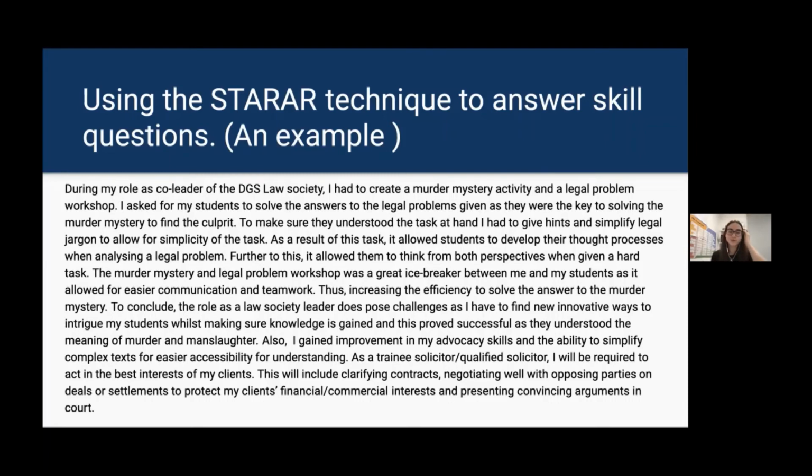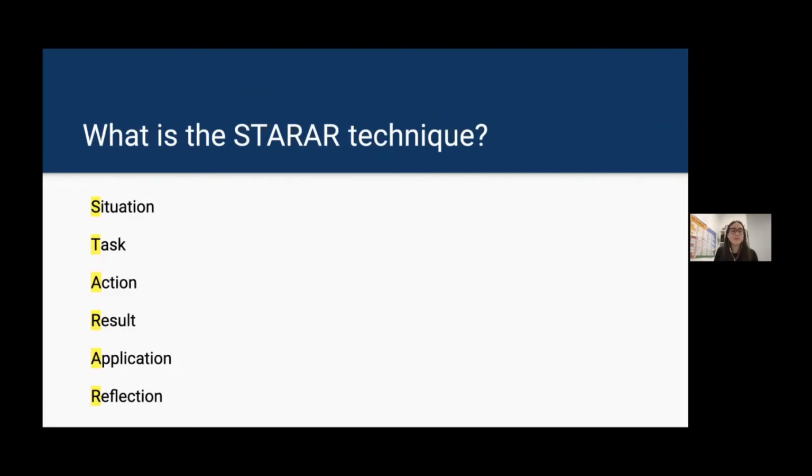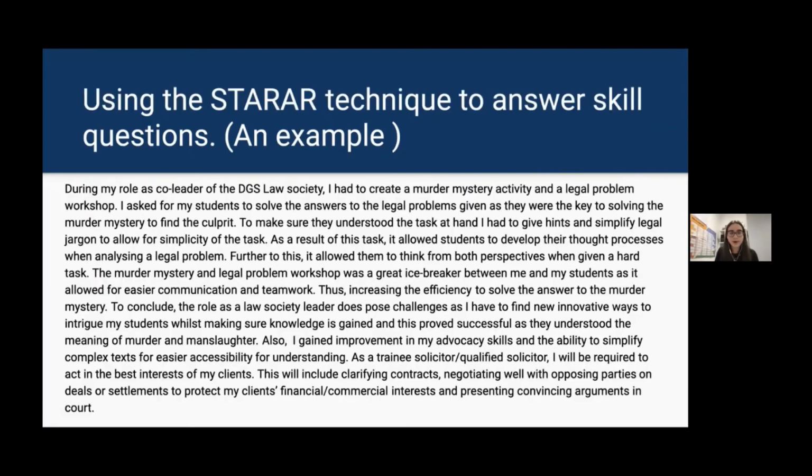That's always super helpful. Yeah, so result, and then application. Let's have a look. Yeah, so further to this, it allowed them to think of both perspectives when given a hard task. So that's more of the outcome as well. The murder mystery and legal problem workshop was a great icebreaker between me and my students, as it allowed for easier communication and teamwork. That's a reflection on the task, and also how Kelvin responded to the problem, which is always really positive.